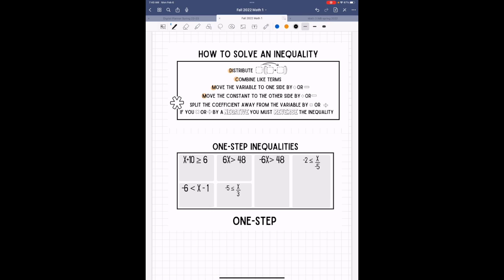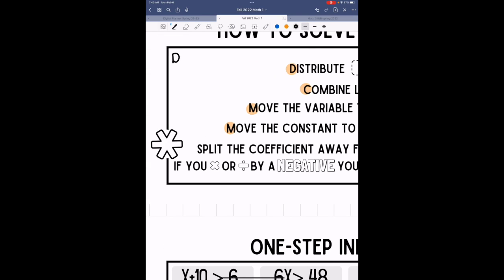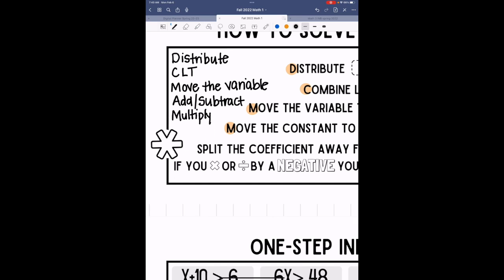But if we're using the "don't call me after midnight," remember the D stands for distribute, the C stands for combine like terms, M stands for move the variable, A stands for add or subtract, and M stands for multiply or divide.